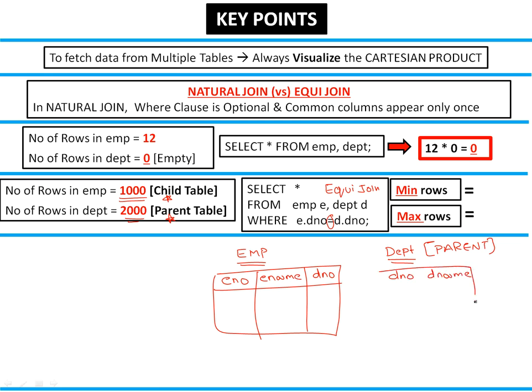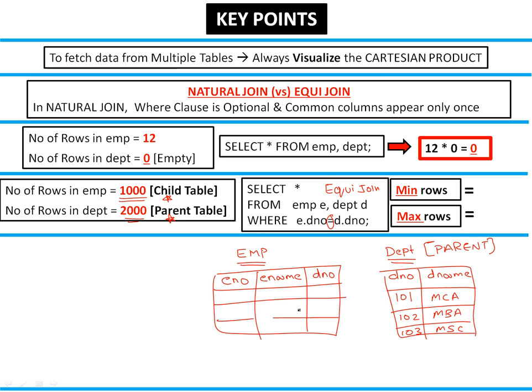Let's write 3 departments, 101, 102, 103. Some MCA, MBA, MSc. Now I am inserting employees. I'll put this also 104, 105 also. Let's keep more departments. MCom, MA, likewise 5 departments. Parent table has 5 rows. Employee table, let's create, it's a child table. It has 3 rows.